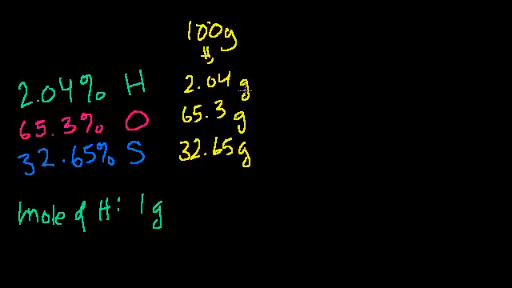So if we have 2.04 grams of hydrogen, how many moles of hydrogen do we have? Well, 1 mole is 1 gram, so we have 2.04 moles of hydrogen. Notice, the grams told us the mass of the hydrogen, and the moles tell us how many hydrogen atoms we have. Remember, this is 2.04 times 6.02 times 10 to the 23 hydrogen atoms. So 1 mole of hydrogen, there you go.